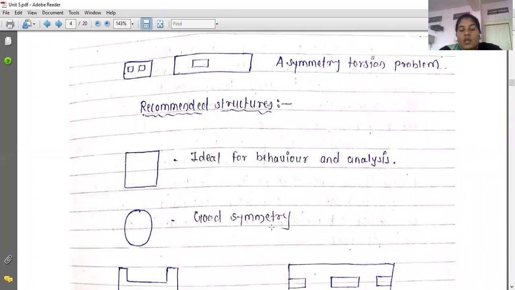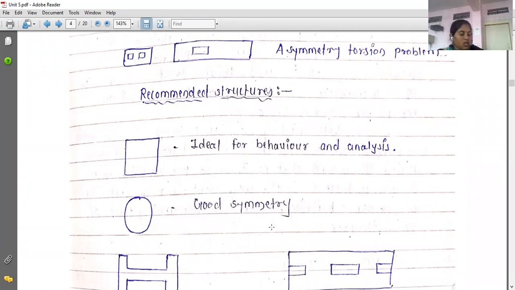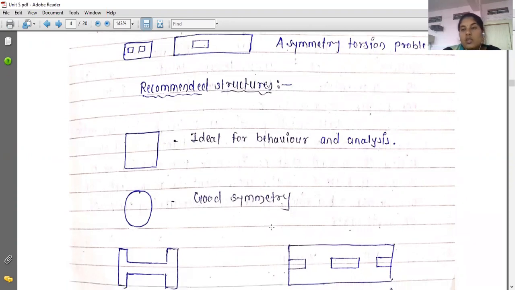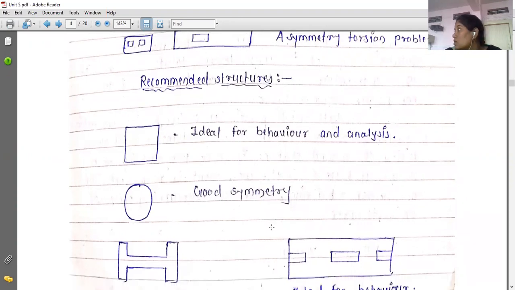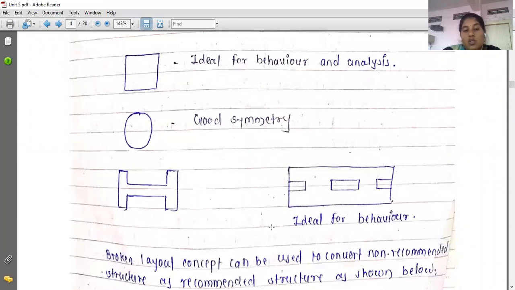So the first recommended structure is the square section. You can write: ideal for behavior and analysis. You can see the square section is idealized, having the ideal behavior, and it acts best during the earthquake loads coming on the structure. Second one is good symmetry, where whatever stresses are produced will be equally distributed in that area. Again, there is an H type of section.